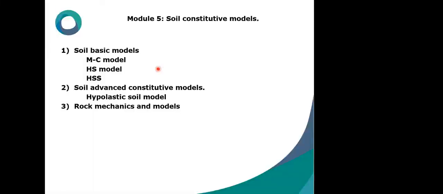Well, Module 5. Module 5 covers the constitutive models, soil and rock constitutive models. Soil basic models like the MC model, HS model, and HS small strain model. MC refers to the Mohr-Coulomb model, HS refers to the hardening soil model, and HSS refers to the hardening soil model with small strain. For soil advanced constitutive models, the hypoplastic soil model will be discussed here, and at the end, rock mechanics and models will be discussed.